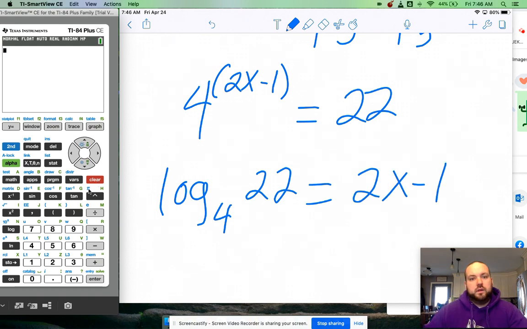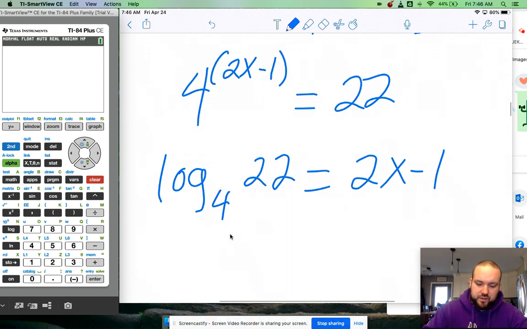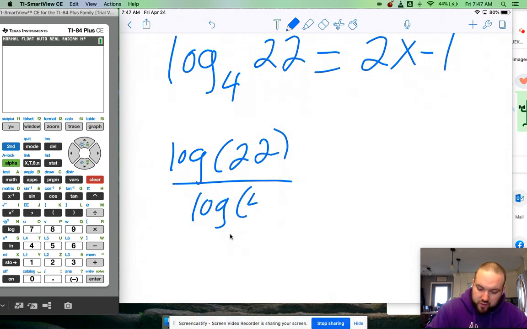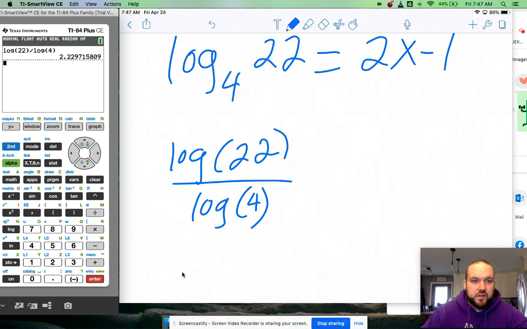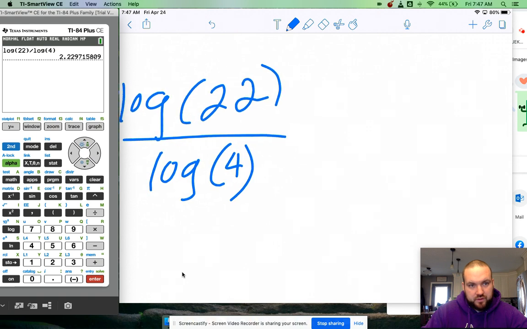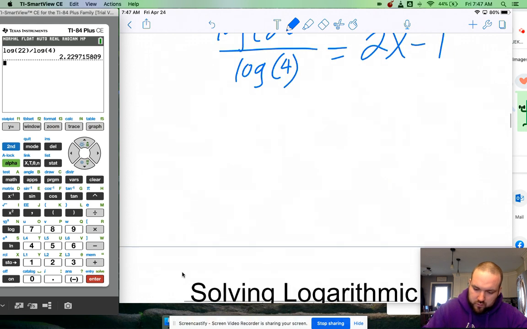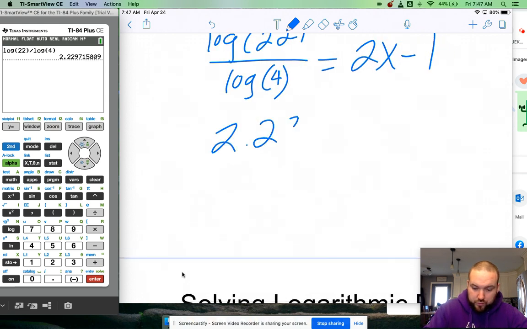To type log base 4 of 22, in most calculators you have to do log of 22 divided by log of 4, because there's no dedicated log base button. My calculator does have a log base button, but I'm not going to show you that because I want to make sure you can do this with any calculator. So it's 2.229, and with that 7, it rounds up to 2.23. So 2.23 is equal to 2x minus 1.